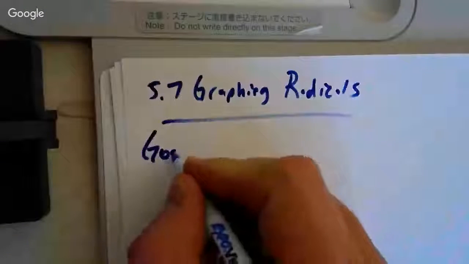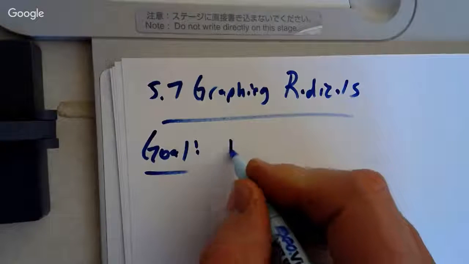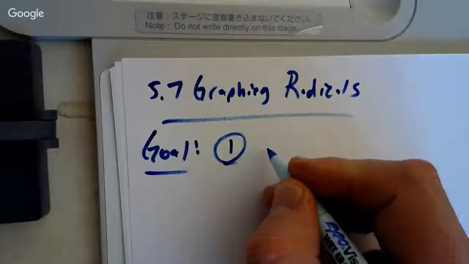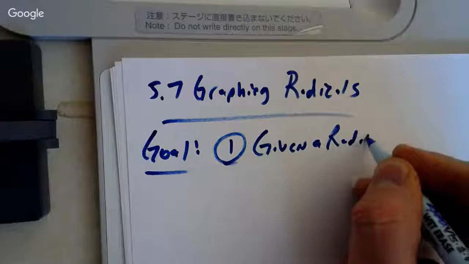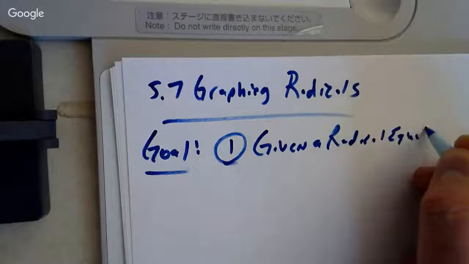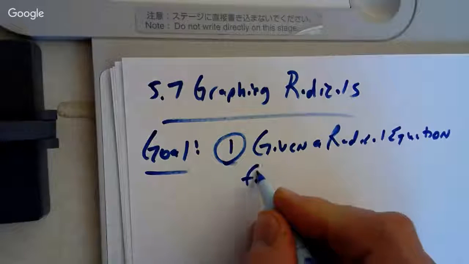Okay, goal for today: given a radical equation. And notice we are going for equation today, not expression, so it's going to be equal to something. Given an equation, find the domain and range.